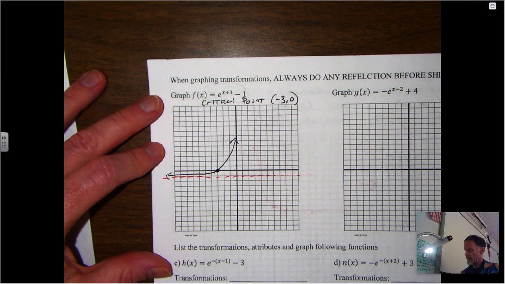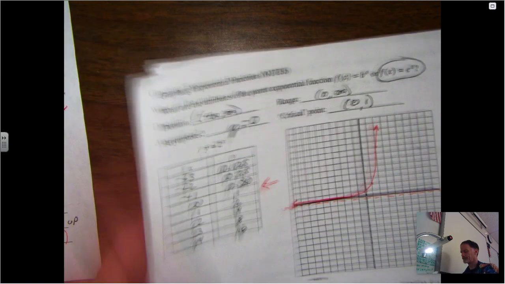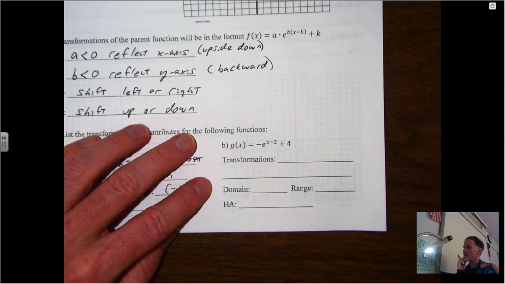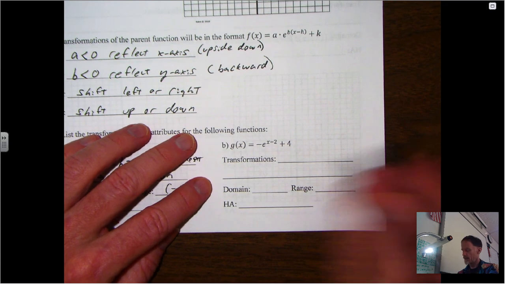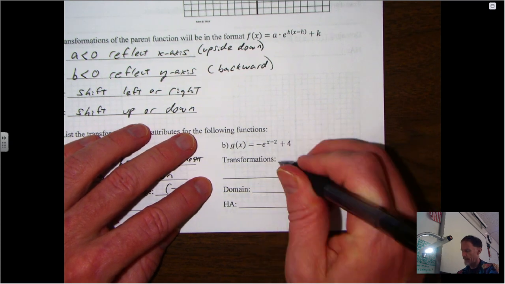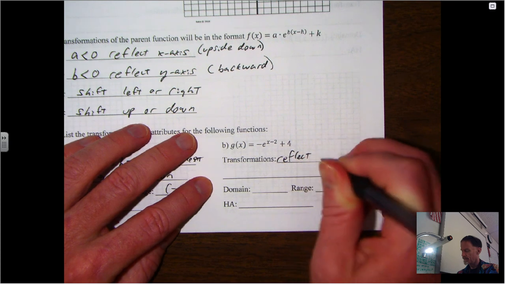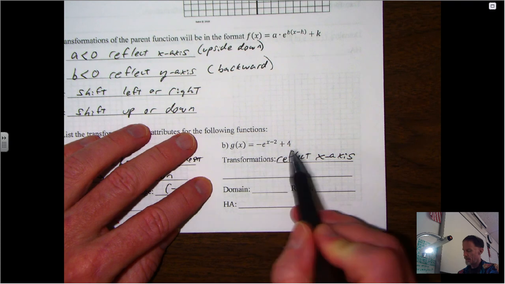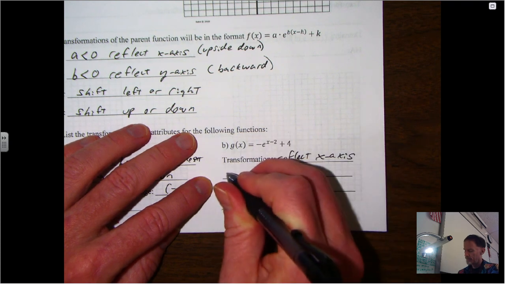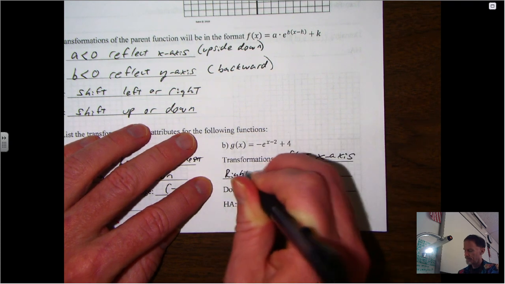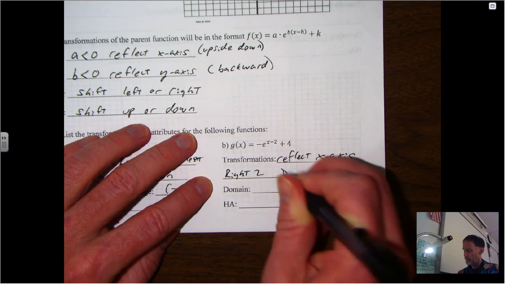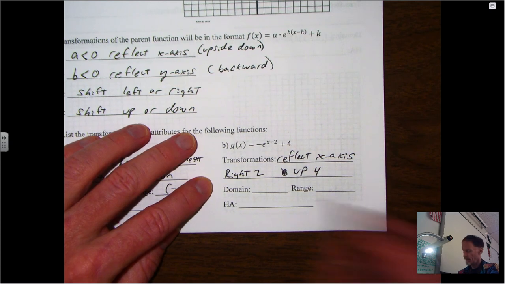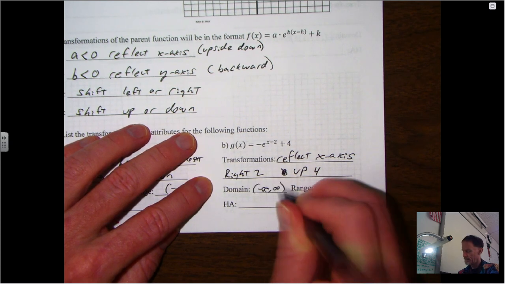Okay, so let's go back and look at the second example. Here we have negative e to the x minus 2 plus 4. Now we're getting into some reflections, right? So we have a reflection across the x-axis, and then we're going right 2 and up 4. Again, domain is always the same.